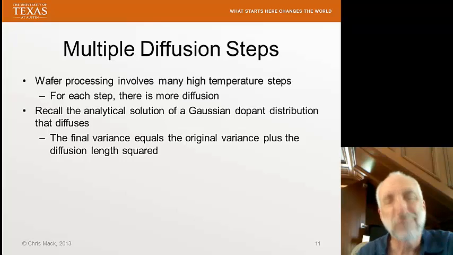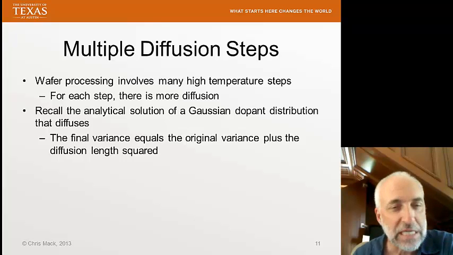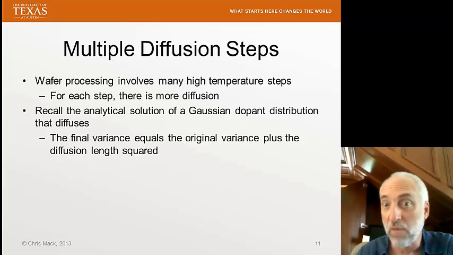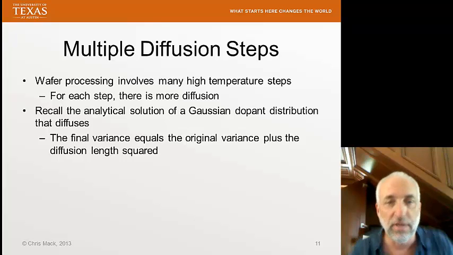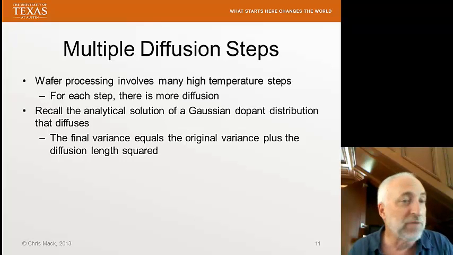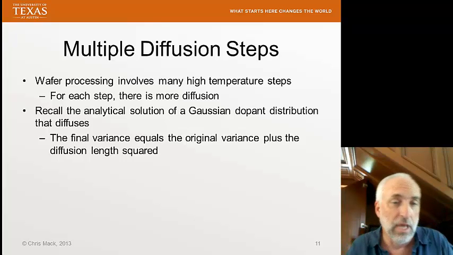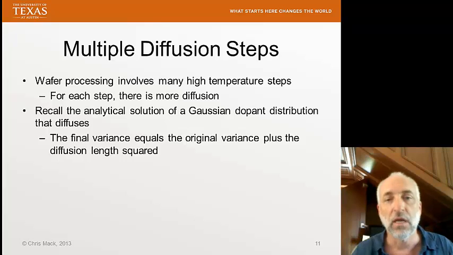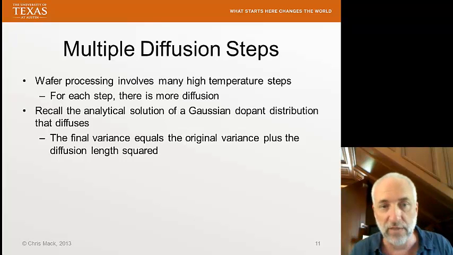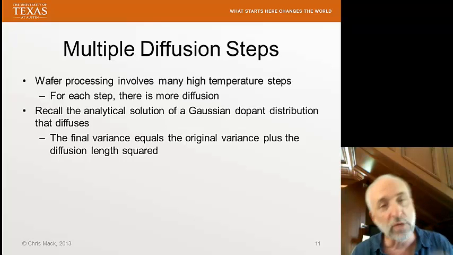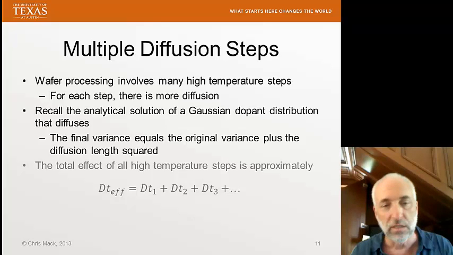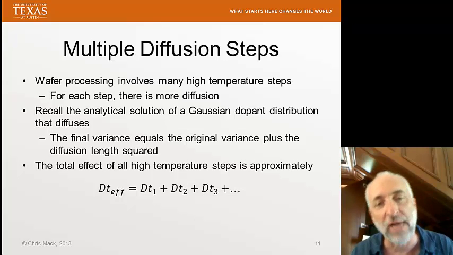Recall when we talked about the various analytical solutions, one of them was the idea of a buried Gaussian. I put a Gaussian distribution of dopant inside the wafer. Then I let it diffuse, and we found out the result was another Gaussian. And this other Gaussian had a variance, a spread, that was equal to the original variance of the Gaussian plus the diffusion length squared.